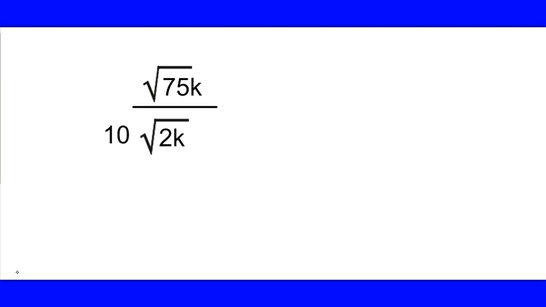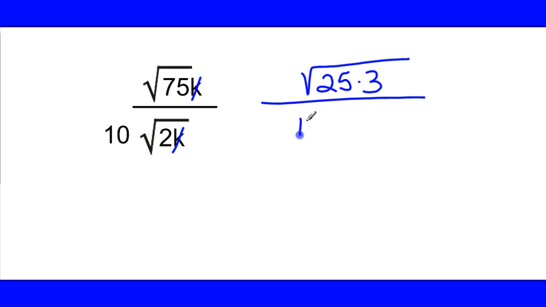Okay? And one last one. Pause the video and try to do this first. Remember, sometimes it's better to pretend there's one big radical sign, and there might be things that you can cancel out or simplify and make it easier, and then we'll go from there, okay? All right, the first thing I would have done is cancel out the k's because I don't even need them. So we've got on the top 25 times 3, and on the bottom we've just got 10 radical 2. The square root of 25 is 5. So we've got 5 radical 3 on the top and 10 radical 2 on the bottom.